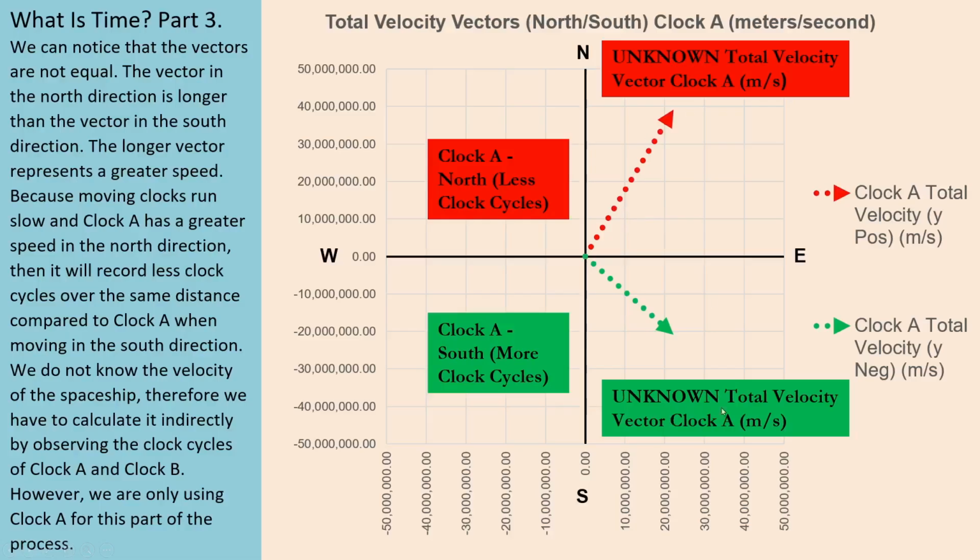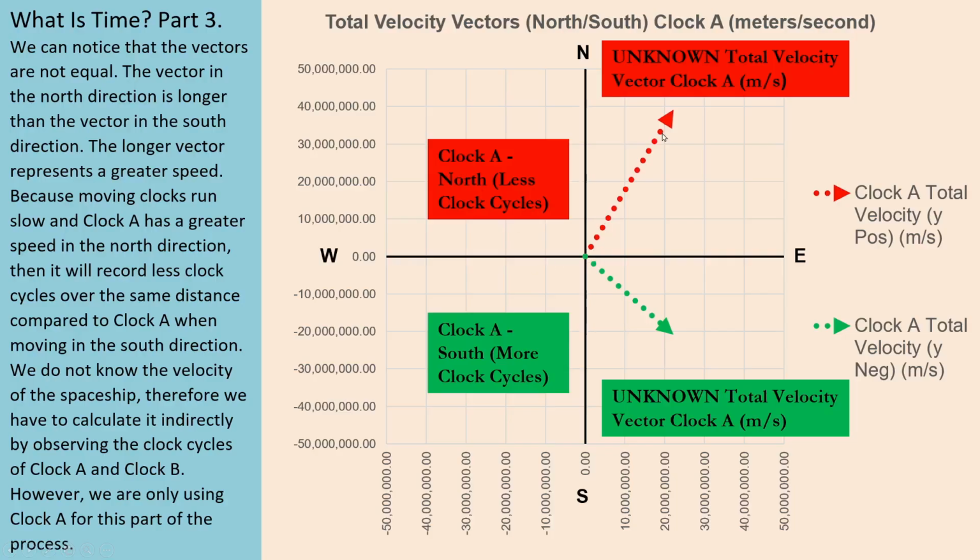These are unknown total velocity vectors from when clock A was in the clock accelerator, once going north and once going south. But what we do know is how many clock cycles were produced by the clock. Clock A, when moving in the north direction, produced less clock cycles than the same clock A when moving in the south direction. It produced more clock cycles. And since moving clocks run slow, clock A, when moving in the north direction, was moving at a greater velocity. That's the only thing we know.